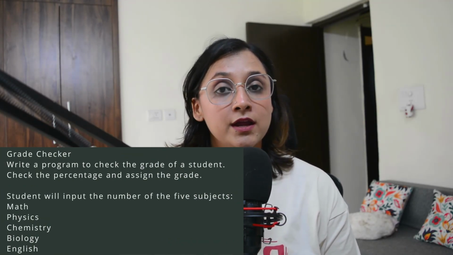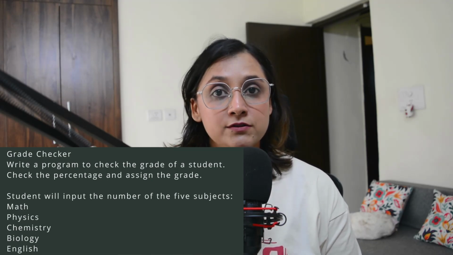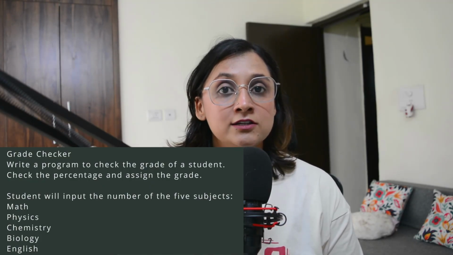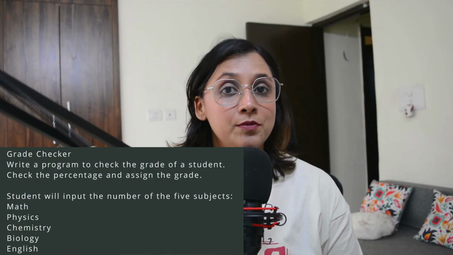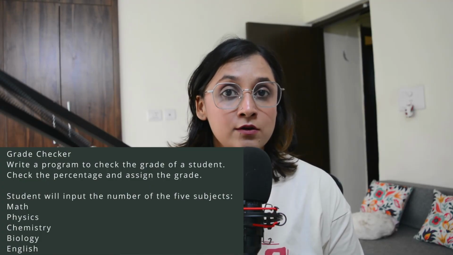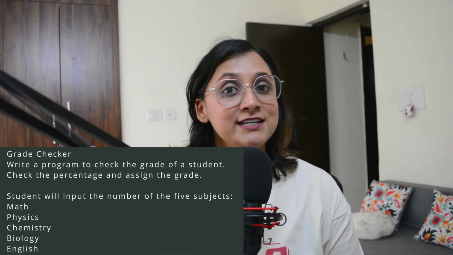Now it's time for you guys to practice. I would like you guys to write a program to check the grade of a student, wherein the student will input the marks of the 5 subjects, that is maths, physics, chemistry, bio, and English. Each subject's total is 100. You will check the percentage obtained by the student, and based on the percentage, you will output the grade obtained by the student. Pause this video, try this out, and if in case you are stuck somewhere, feel free to comment below and we can take it up in the next video.